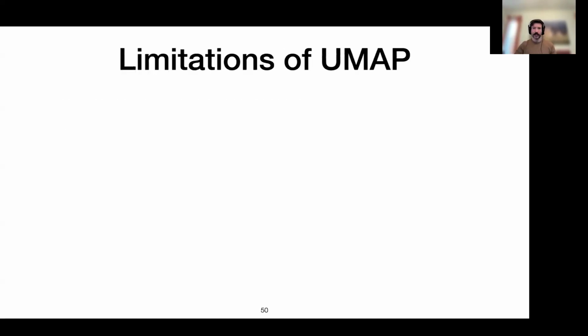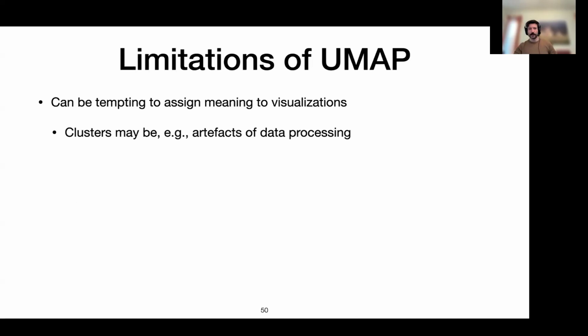But in terms of the limitations of UMAP, there's still quite a few of these. These are important to mention. It can be tempting to assign meaning to visualizations. There's this great phrase, the map is not the territory. So, if your GPS tells you to drive straight because there's a road in front of you, but your eyes tell you, hey, there's a lake in front of me, I shouldn't drive into that. You should probably take a step back and say, okay, the map is just a visualization of the territory. It's not the territory itself.